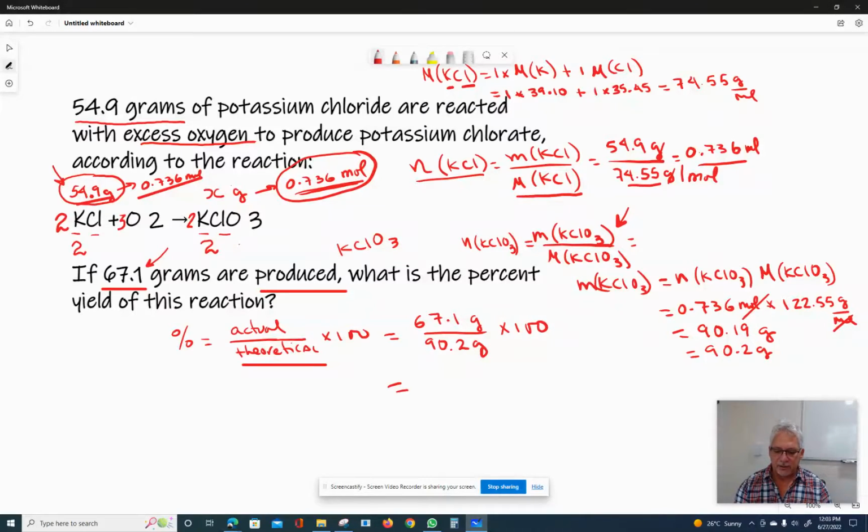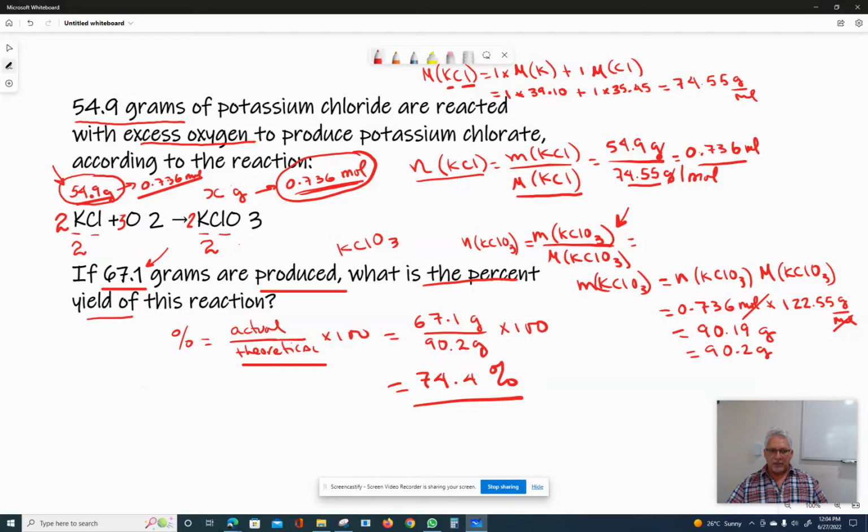And then multiply by 100, and that will be the final answer. Dividing 67.1 divided by 90.2, and I get, after multiplying by 100, 74.4, and just round it, and that will be the percent yield of this reaction.